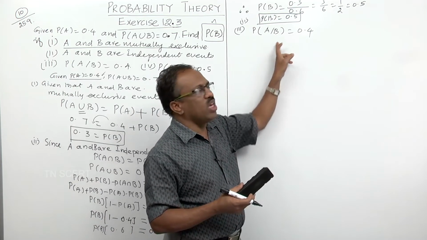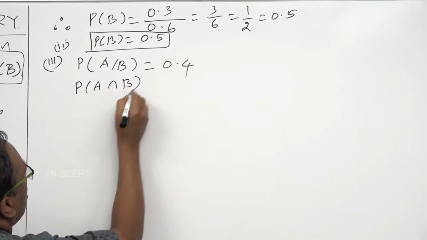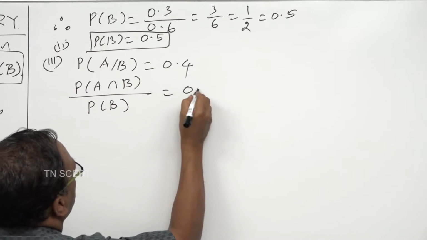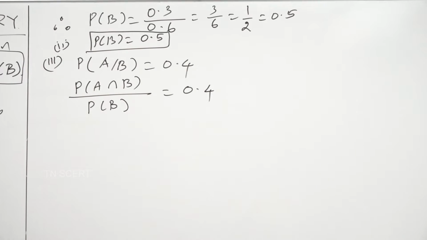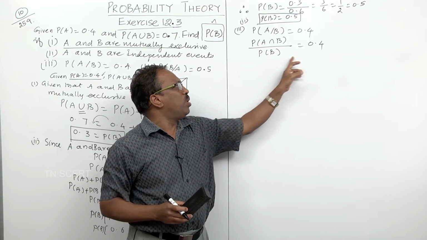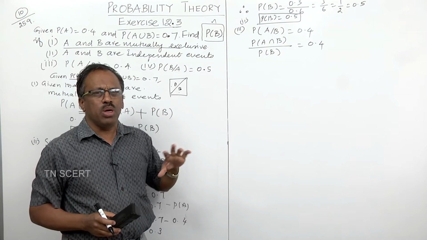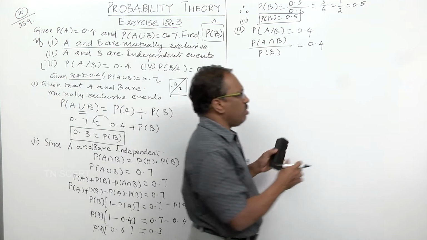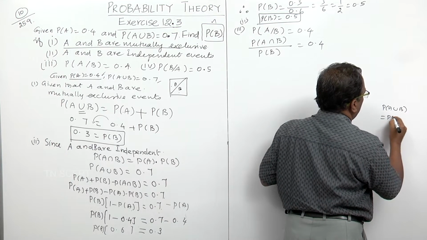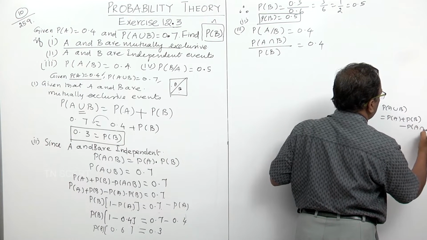So probability of A given B is probability of A intersection B by probability of B, which is equal to 0.4. This is the formula. Probability of A intersection B by probability of B is equal to this much. We can apply the formula. Addition theorem on probability we can apply elsewhere. What is the addition theorem on probability? P of A union B is P of A plus P of B minus P of A intersection B.